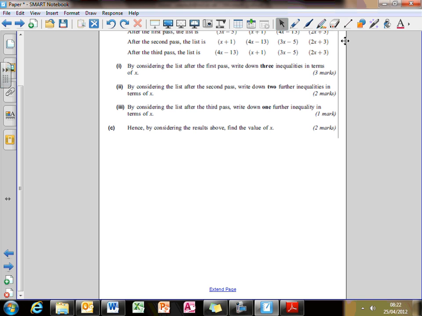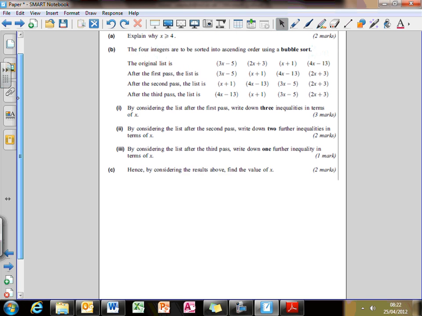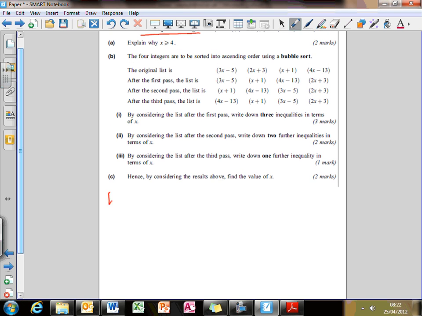So, for B part 1, let's have a look at this. What's happened is, the original list is that, do you notice how 2x plus 3 goes from here to being there? The way the bubble sort works, that means 2x plus 3 is the largest number.